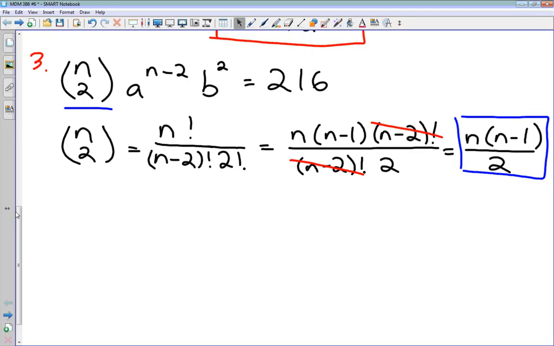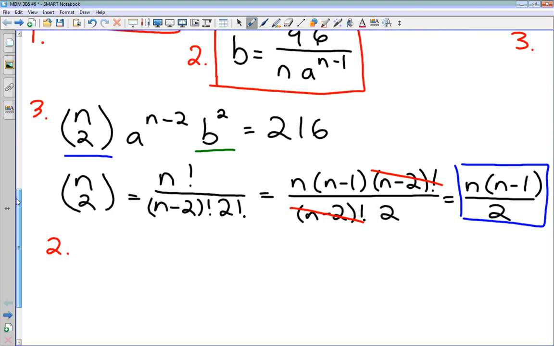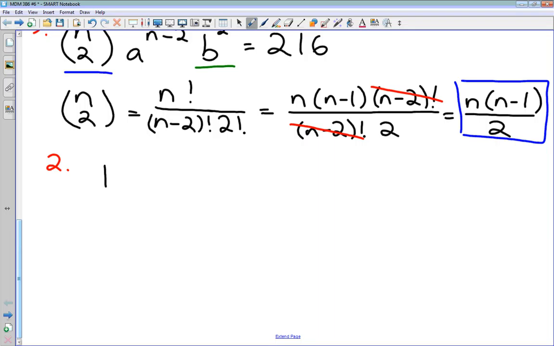The other thing that we want to make a substitution for is this b squared. So the other place that b appears is in equation number 2. So let's look at equation number 2 here. It tells us that b equals 96 over n a to the n minus 1. So if we square both sides of it, we'll get an expression for b squared. So 96 squared divided by, we'll just square everything in both the numerator and the denominator, so we'll have n squared, and then we'll have a to the n minus 1 all squared.